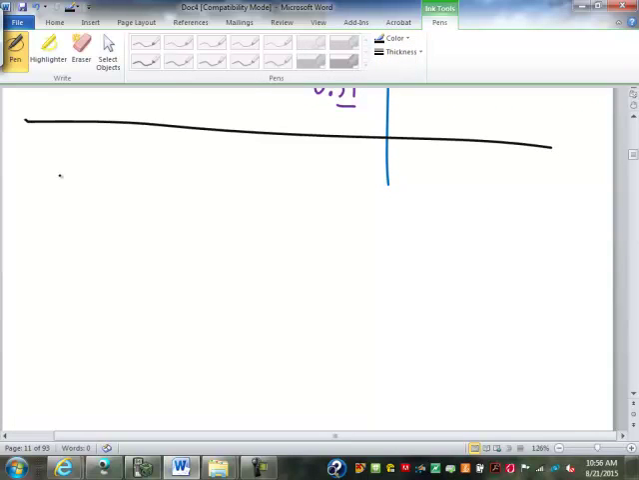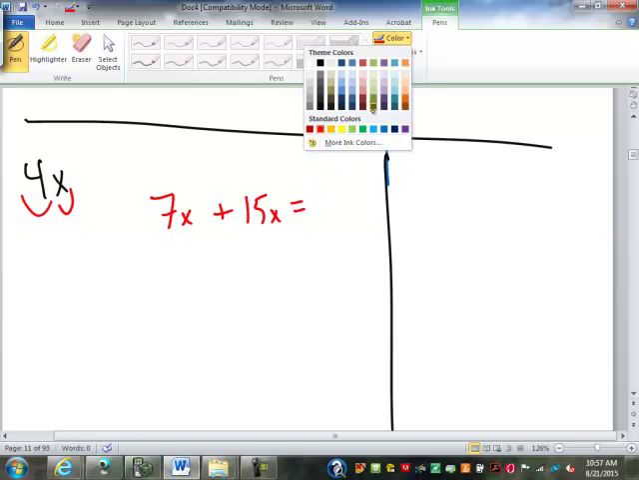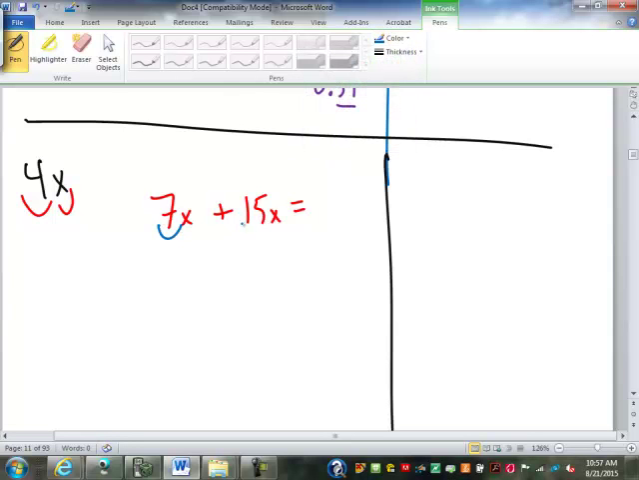We can even look at algebraic numbers. I know some people start to cringe when we throw letters in there, but it's really no different. Just like any other number, we have a count and we have a name. If I have 7x plus 15x, I'm going to combine the counts. 7 plus 15 is 22, and I'm going to keep the same name, x.